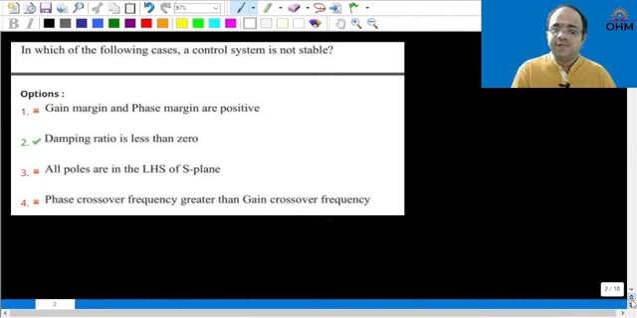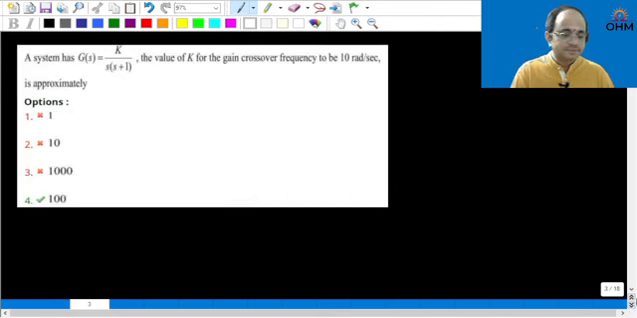Whenever damping ratio is less than 0, the closed loop system poles will be in the right hand side of the S plane, so the transient response will keep on increasing as time tends to infinity. Therefore, we can conclude damping ratio less than 0 belongs to an unstable system. Hence, for this question, the correct answer will be the second option. Now, let us move to the next question.